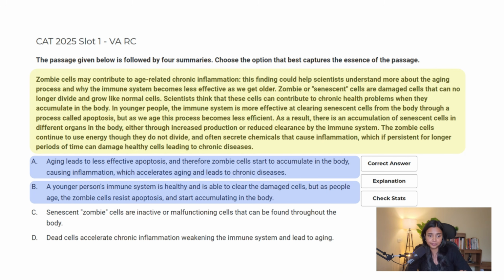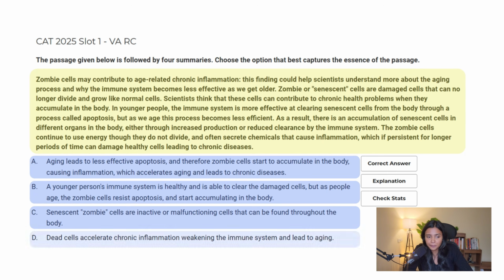Option C: senescent zombie cells are inactive or malfunctioning cells that can be found throughout the body. Now, a lot of the words that are used in this option are very close to what was there in the passage: senescent cells, zombie cells, but it's just defining what a zombie cell is. It's nowhere summarizing the passage. Therefore, it's also too narrow and hence cannot be the right option.